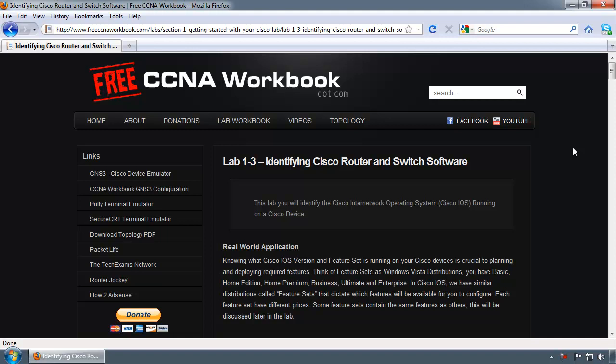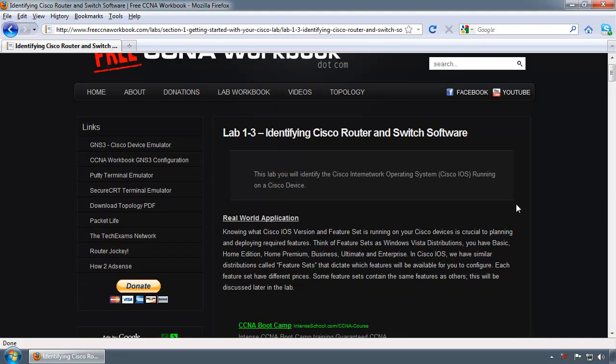Now, for those of you who are not familiar with what software a Cisco device runs, whether it be a router or a switch, the software is called Cisco IOS. It stands for Cisco Internetwork Operating System. It is a Unix-based operating system.